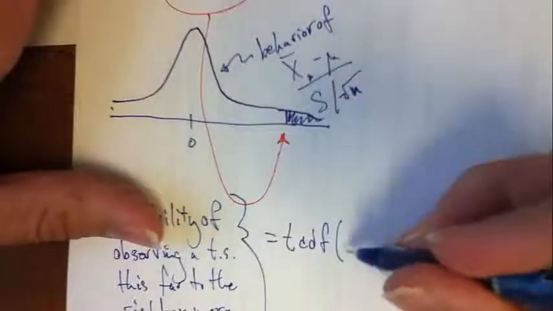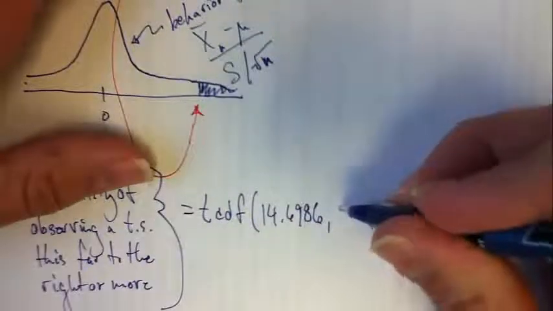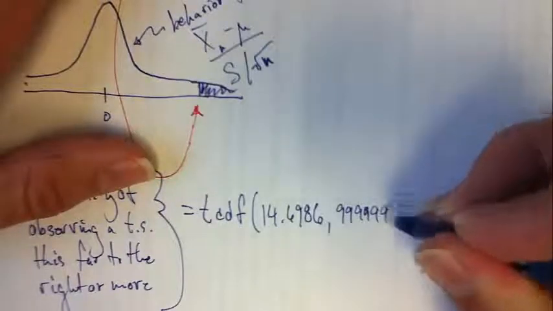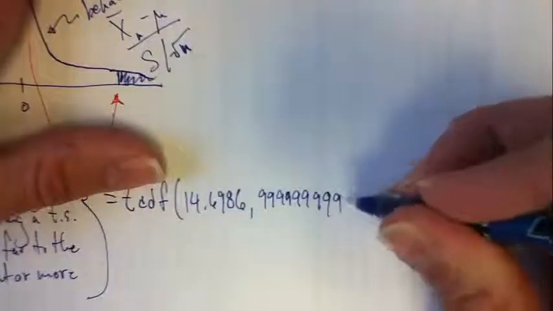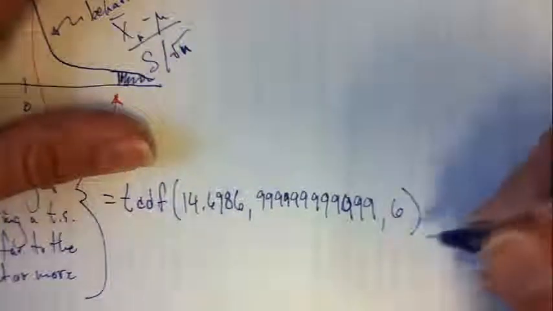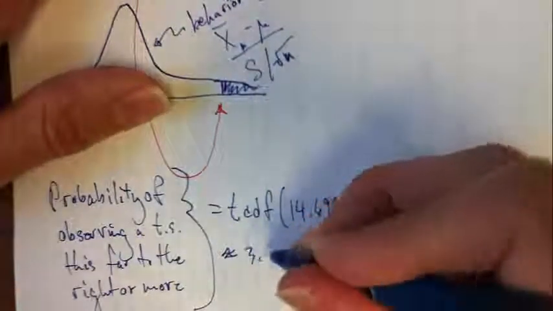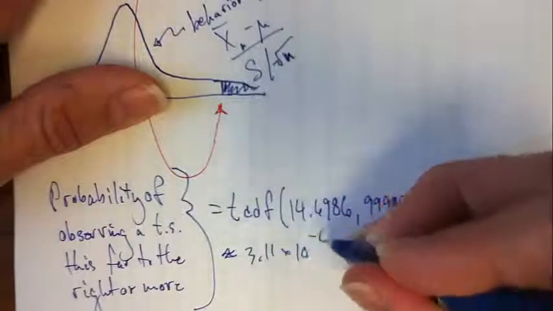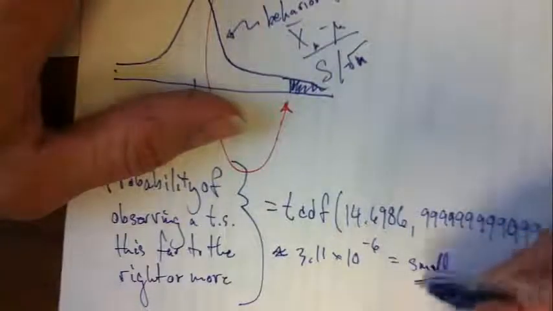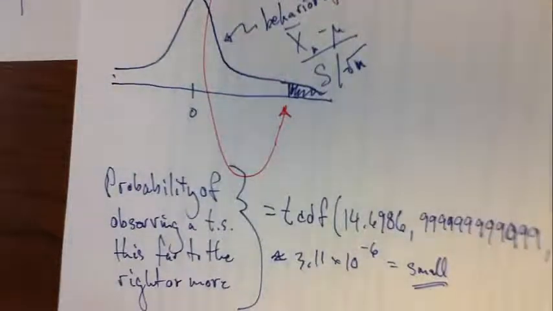So what did I just do there? 14.6986, comma, a bunch of 9s, and then 6 degrees of freedom. That turns out to be roughly 3.11 times 10 to the negative 6, or about 3 parts in a million. That's small. So the chance that you would see something that strange or stranger is extremely small. So probably your machine is out of whack.